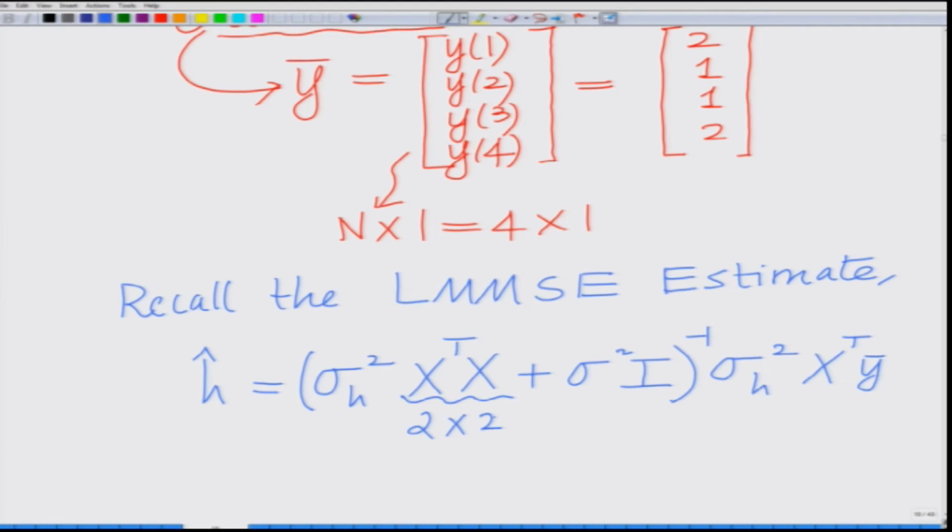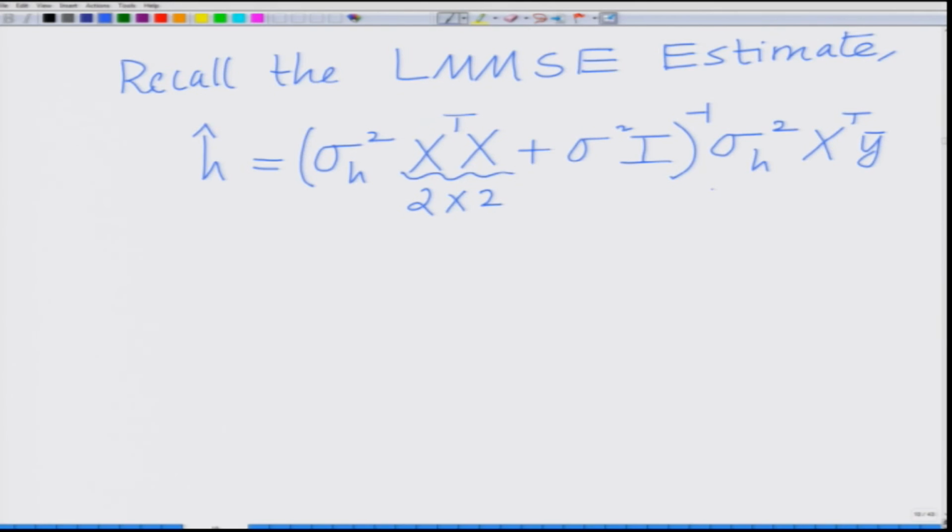So inversion of this 2 cross 2 matrix is much simpler, but if we were considering the other formulation based on X X transpose, then that will be a 4 cross 4 matrix. So we have to compute the inverse of a 4 cross 4 matrix, which is much more complicated compared to this, which is much simpler. Okay, so now I will proceed.